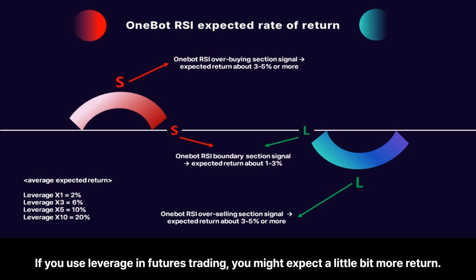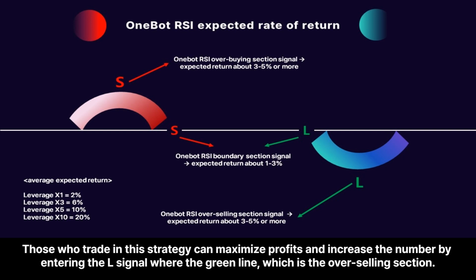If you use leverage in futures trading, you might expect a little bit more return. Those who trade with this strategy can maximize profits and increase the number of trades by entering the L signal where the line is green, which is the overselling section.